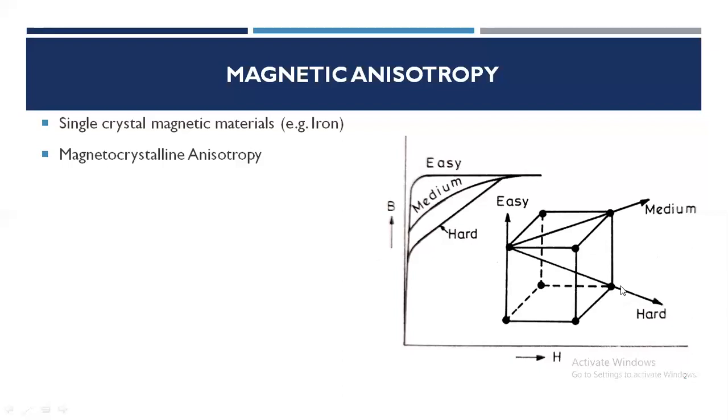This phenomenon is called magnetocrystalline anisotropy. Magnetization curves in the different directions of an iron single crystal are shown in this figure. You can see the BH curves here: this is for the hard magnetization direction, this for the medium direction, and this for the easy direction.